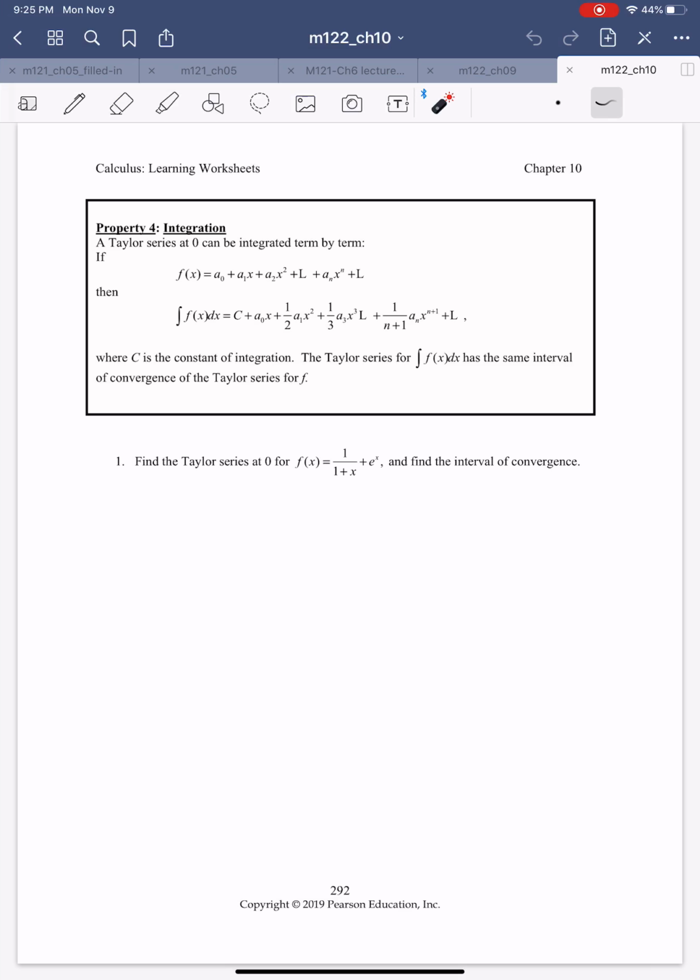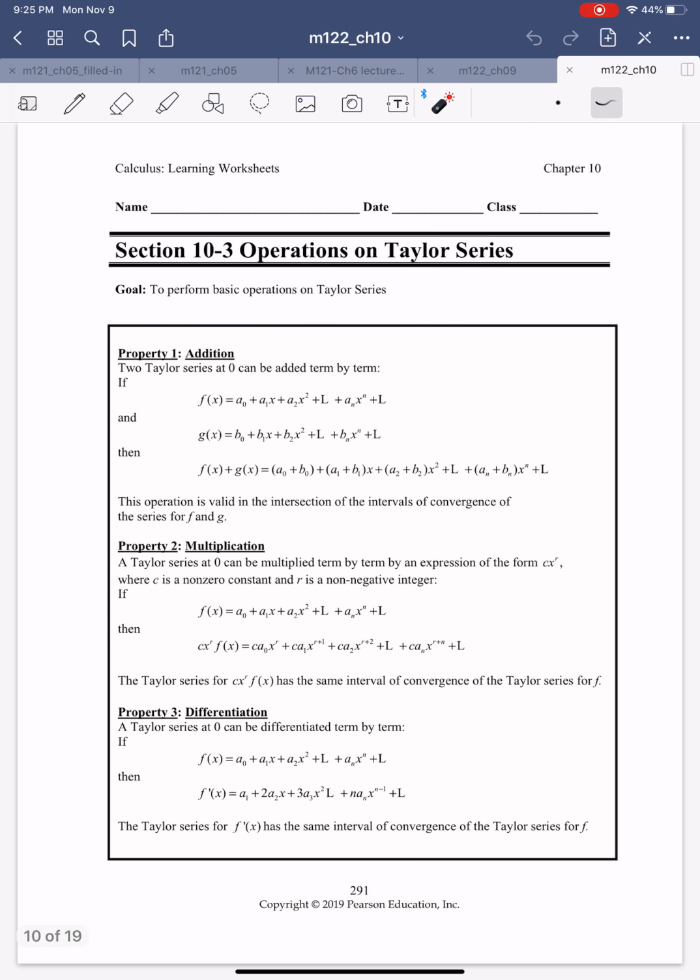Number 1, find the Taylor series at 0 for f of x equals 1 over 1 plus x plus e to the x, and find the interval of convergence. Now, I am looking into some properties, and this Taylor series is something that we don't know. But if we look at the function, there are two functions that we know, 1 over 1 plus x and then e to the x, and those are added together. So maybe I can actually separate these into two different functions.